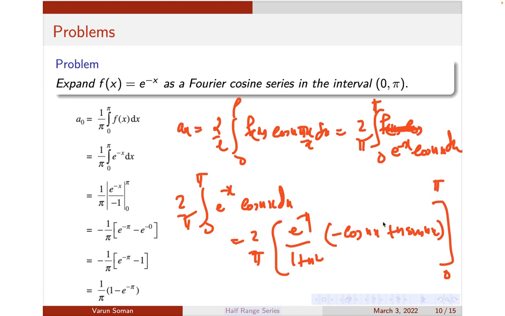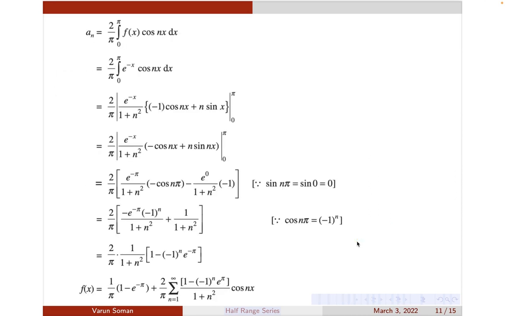When we substitute the values here, your cos n pi will be minus 1 raised to n. Your sin n pi will be 0. Again sin 0 will be 0. Just substitute the values and find the value of a n. The calculation is done here. Okay, so this is the value for a n, and this is your Fourier cosine series.